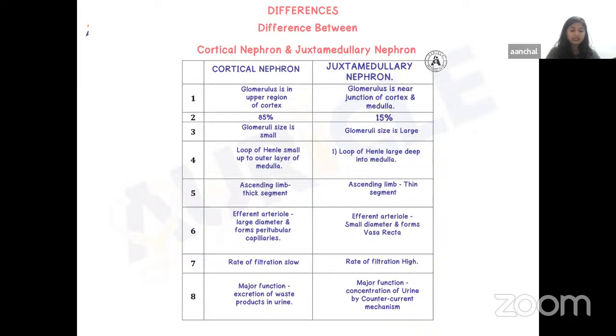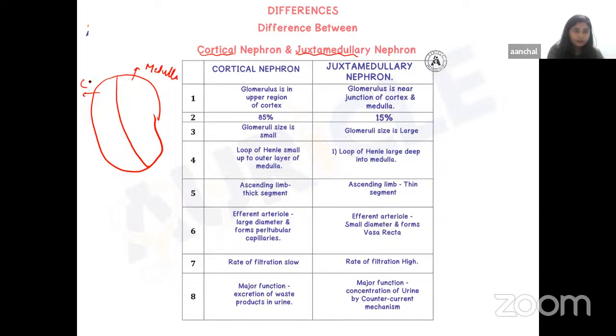Now, let's discuss the different types of nephron that are present inside the kidney. As we know, there are two types of nephron. First, we have the cortical, and next we have the juxtamedullary. So when we look at the diagram, the kidney has two parts, the outer is cortex and the inner is medulla, right? The glomerulus of the cortical nephron lies in the upper region of the cortex, and its loop of Henle lies in the outer layer of the medulla. For the juxtamedullary nephron, the glomerulus is near the junction of cortex and medulla, as we can see in the picture, and its loop of Henle is present in its own medullary part.